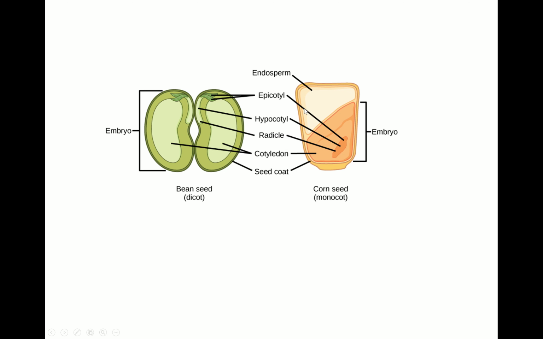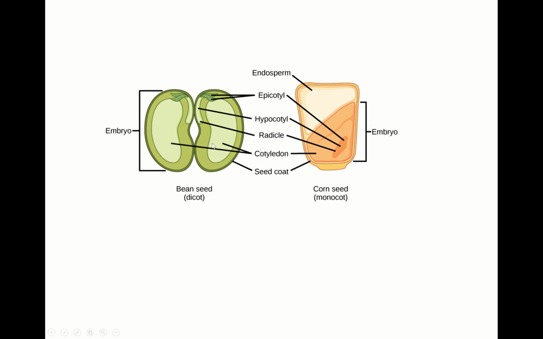From the epicotyl only the plumule structure is produced, and from the plumule, stem and leaves are produced. This you should know. Okay, and this is the hypocotyl. So below the embryonal axis, the portion is called the hypocotyl, which gives rise to the radicle and roots. Okay, and these two are cotyledons, which store the food.